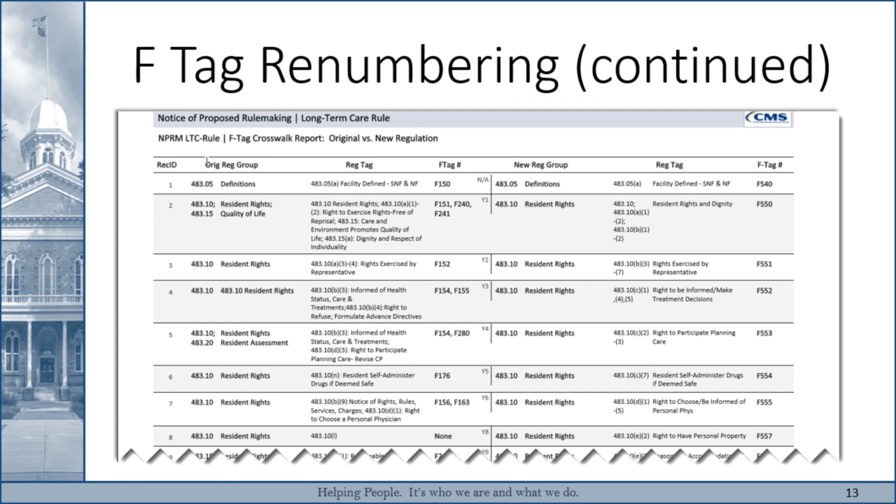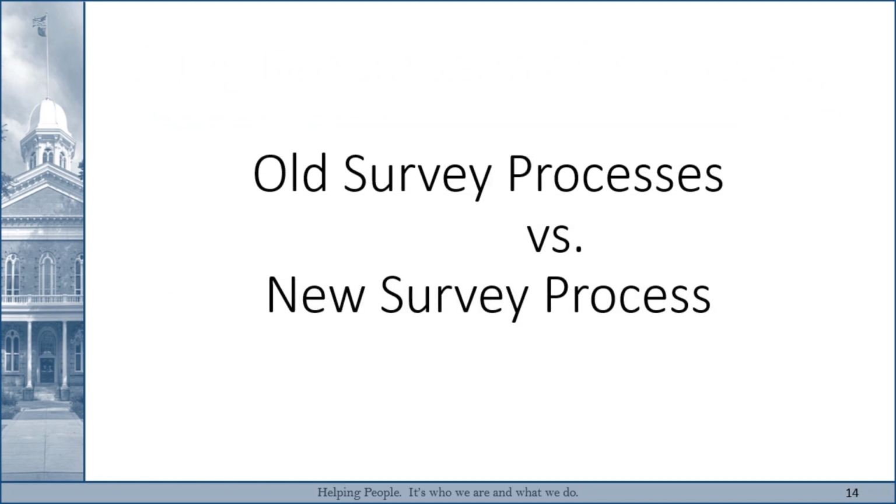This is a larger view of the crosswalk. The crosswalk is currently available online, and it's a job aid that was available as of fall of 2017. Now let's switch topics and discuss the survey process, the old survey process versus the new survey process.